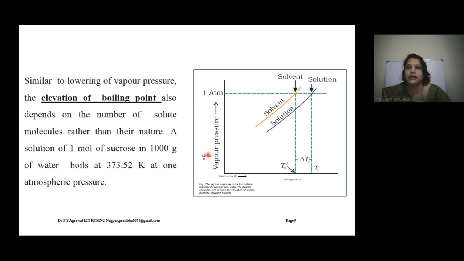Now, second is the elevation of the boiling point. In elevation of the boiling point, we can see in the figure the variation of vapor pressure with temperature for the pure solvent and the solution. So similar to lowering of vapor pressure, the elevation of boiling point also depends on the number of solute molecules rather than their nature. Means again quantity, not the quality. As we have discussed in the last unit also, the solution of 1 mole of sucrose and the solution of 1 mole of urea will boil and show the same effect.